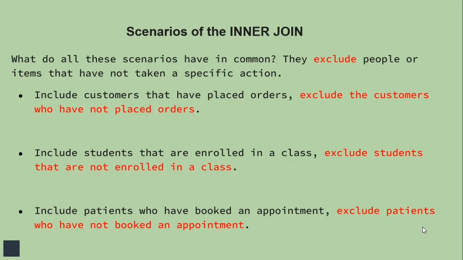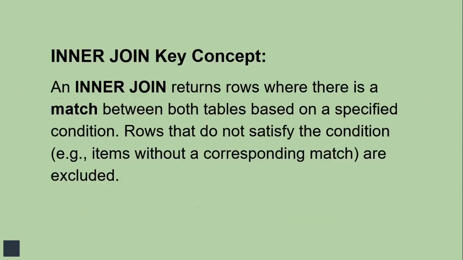Include the customers that placed orders, exclude the customers that have not placed orders. Include students that are enrolled in a class, exclude students that are not enrolled in a class. Include patients that have booked an appointment, exclude patients who have not booked an appointment. And this is the key concept of the inner join. An inner join returns rows where there is a match between both tables based on a specified condition. Rows that do not satisfy the condition, that is, items without a corresponding match, are excluded.